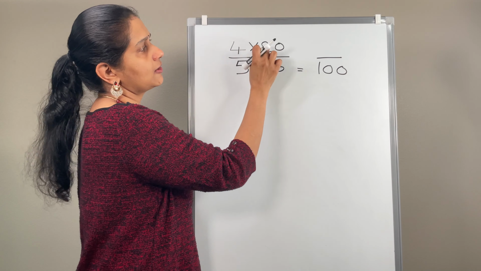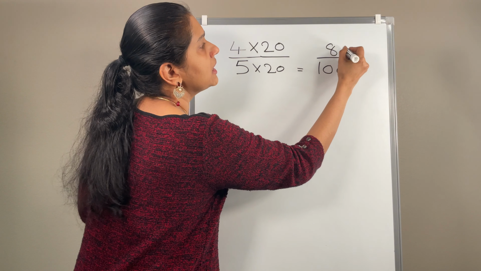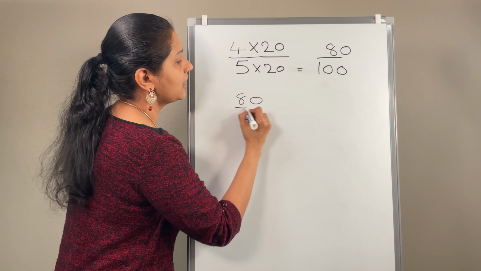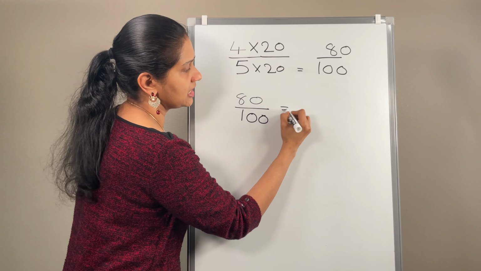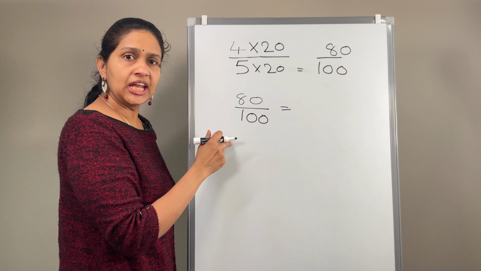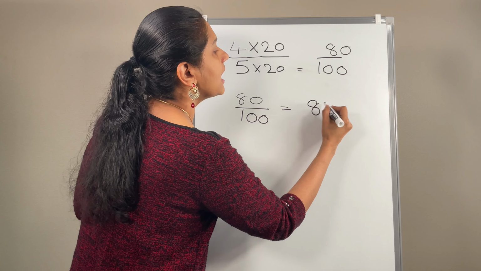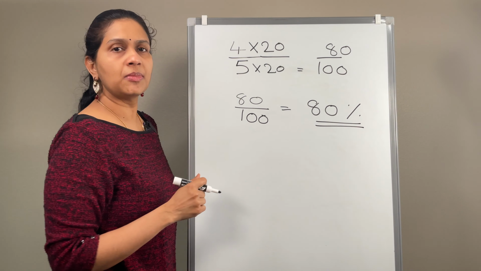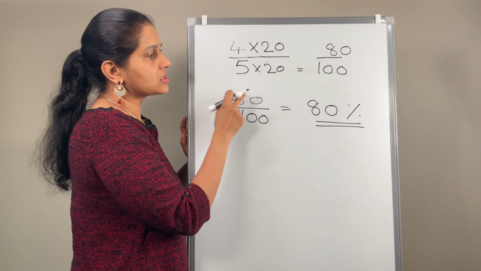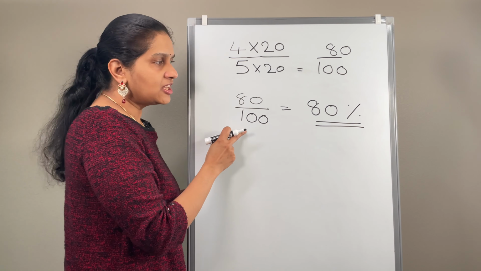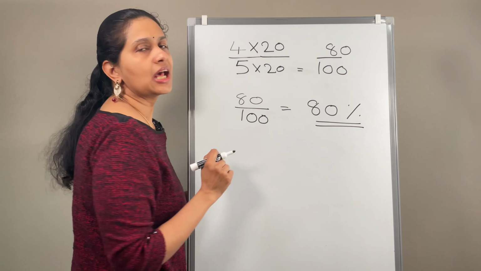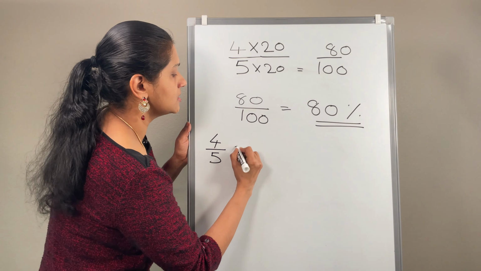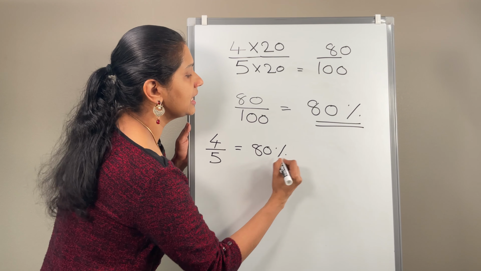Now what about the numerator? 4 times 20 is going to be equal to 80. So now we have the fraction 80 by 100. Now how to write this as a percentage? When there is a 100 at the denominator, you can write the numerator number, then the percentage symbol. This is the symbol for the percentage, as you know. Instead of by 100, you can write it as a percentage. So the percentage form for the fraction 4 by 5 is going to be equal to 80%.